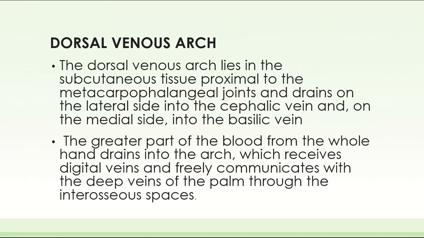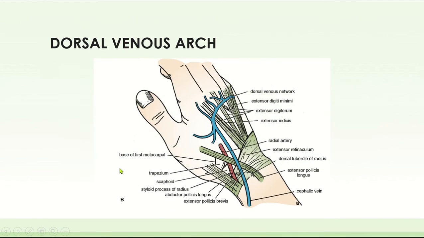Now we will go through the dorsal venous arch. The dorsal venous arch lies in the subcutaneous tissue proximal to the metacarpophalangeal joints, and it drains on the lateral side into the cephalic vein, and on the medial side into the basilic vein. The greater part of blood from the whole hand drains into the arch, which receives digital veins and freely communicates with the deep veins of the palm through the interosseous spaces.